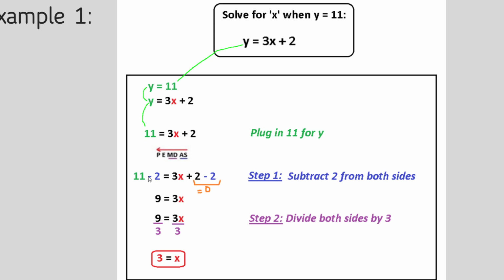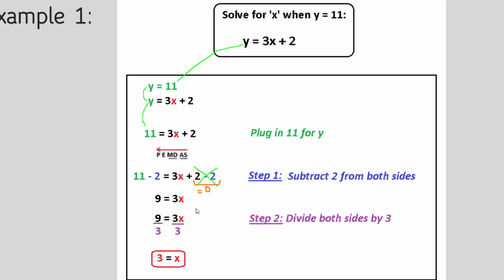But we have to do the same thing to both sides, right? So we subtract 2 on the left as well. So you see in blue. And then we know 2 minus 2 is 0. So these go away. So it just leaves us with 3x on the right. And on the left side, well, we did 11 minus 2. That gives us 9. So 9 is equal to 3 times x.